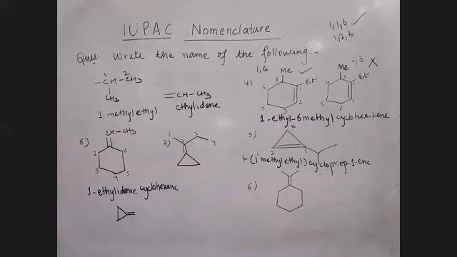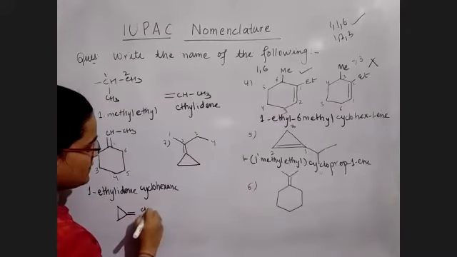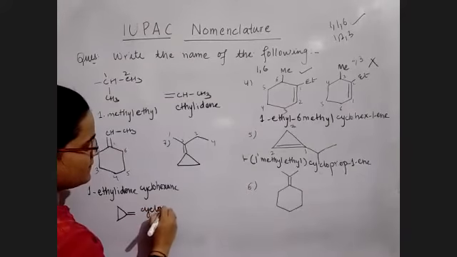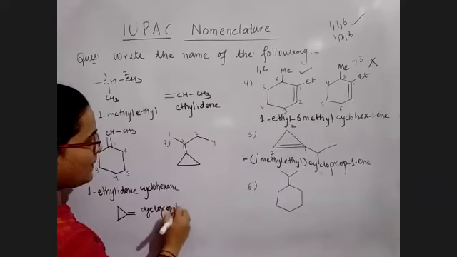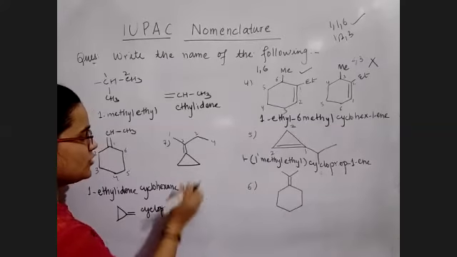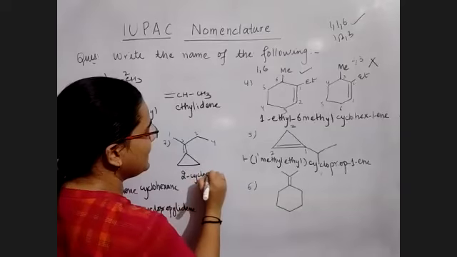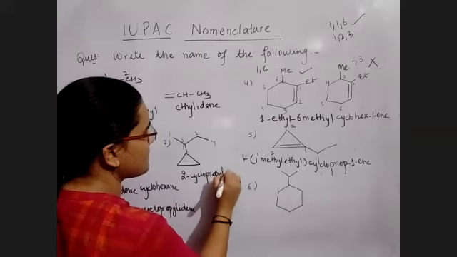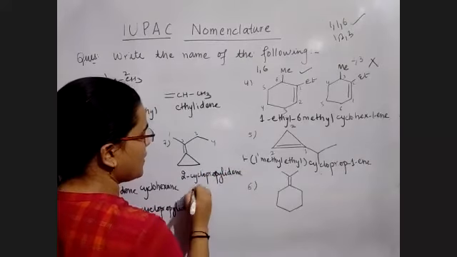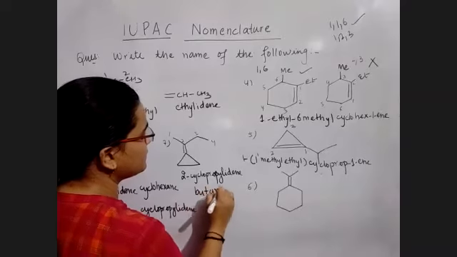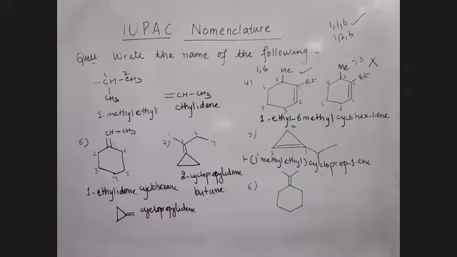This is cyclopropylidene. So the name of this structure is 2-cyclopropylidene butane. Copy this. With this, alkane and alkyne is over.